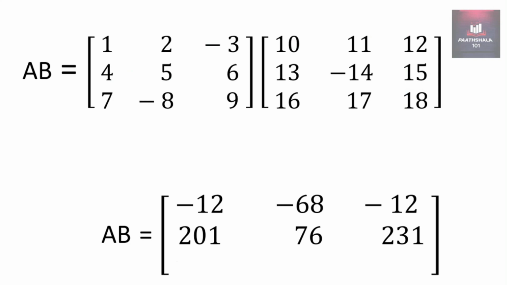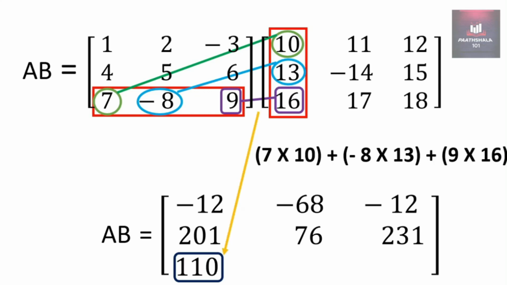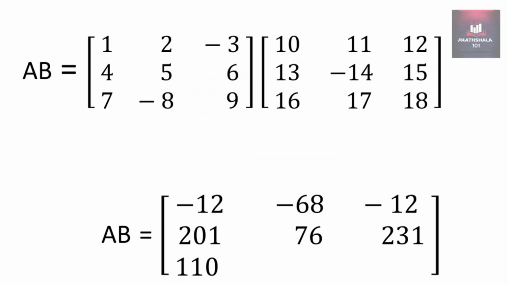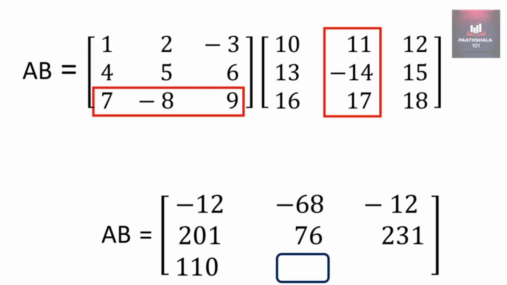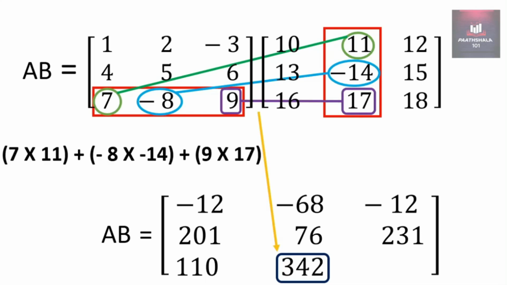Now for the third row, first column of AB, we will select the third row of A and the first column of B. So it will be 7 into 10 plus minus 8 into 13 plus 9 into 16, which will add up to 110. Now for the third row, second column of AB, we will select the third row of A and the second column of B. So it will be 7 into 11 plus minus 8 into minus 14 plus 9 into 17, which will add up to 342.